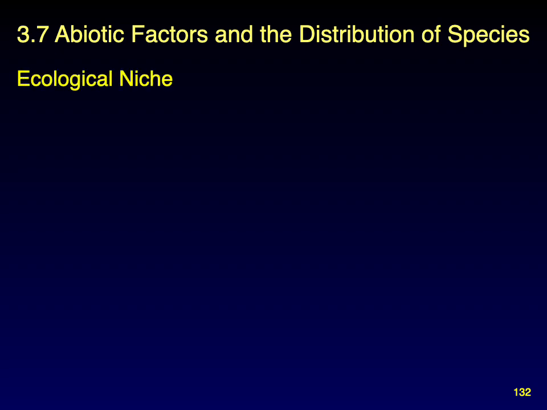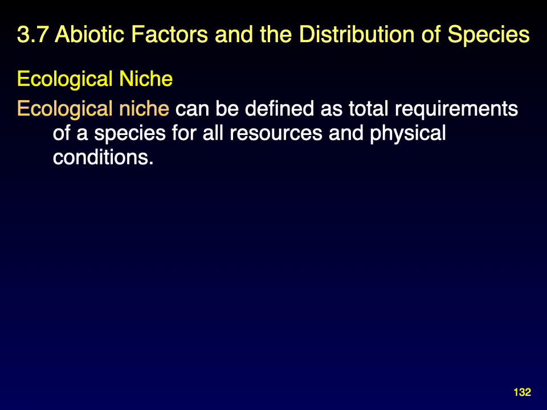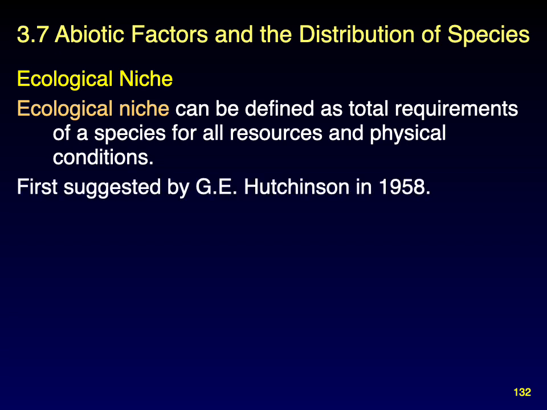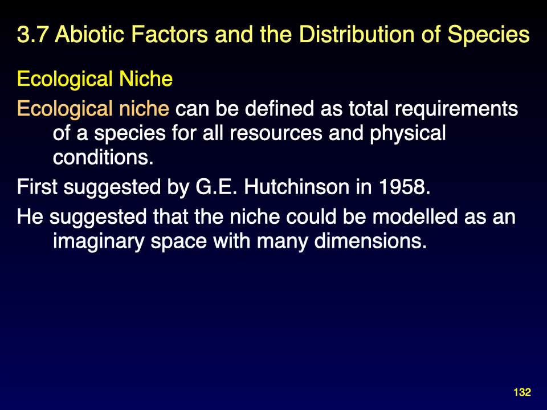Okay, another concept to talk about is ecological niche. We can define this as the total requirements, both physical and resource requirements, that a species needs to survive, grow, and reproduce. This was first suggested in 1958 by ecologist G.E. Hutchinson. And he had a fancy way of describing what an ecological niche was. He suggested a niche could be modeled as an imaginary space with many dimensions.